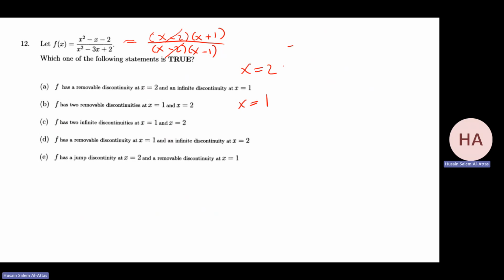And this one I have removable discontinuity, since the limit exists. It will be what? 3 over 1, which is 3. And the other one is infinite, which is not removable. We can call it (x plus 1) over (x minus 1). That will be positive over positive, which is plus infinity. So I have removable at x equal 2 and infinite at x equal 1.